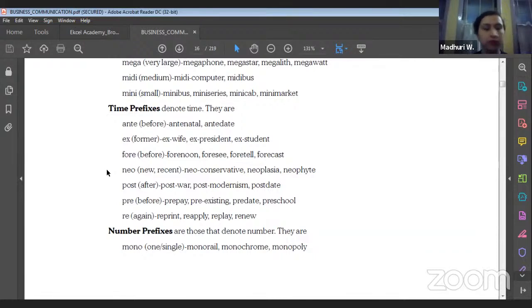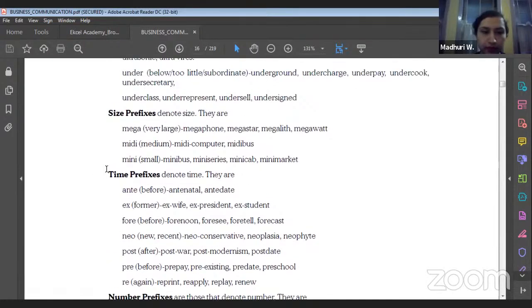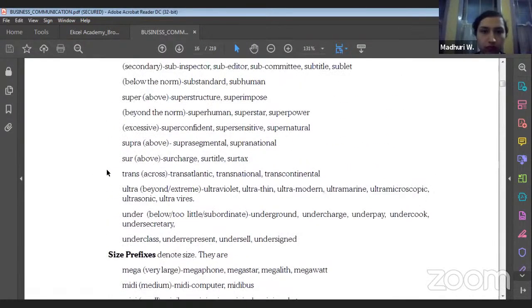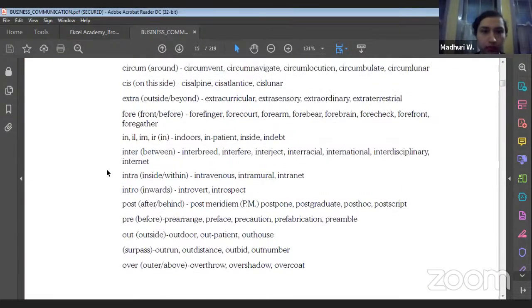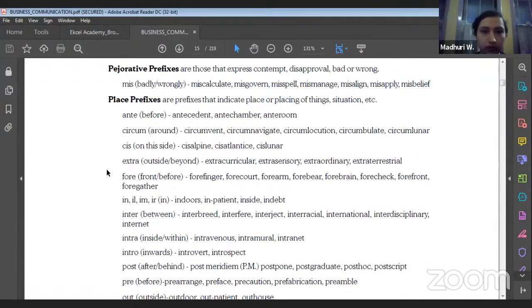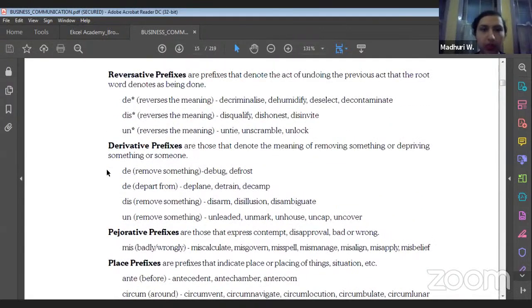Okay, so there are a couple of questions here. How can prefixes be asked in CSEET? Can you give an example of how the questions can come? Okay, so maybe they'll ask you, for example, let's take a word like select. What could be the opposite of it?